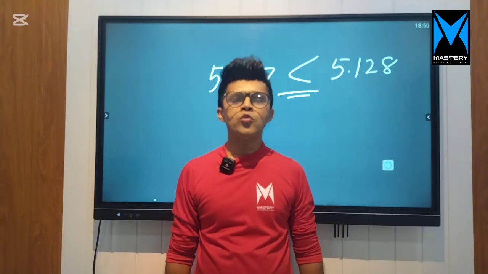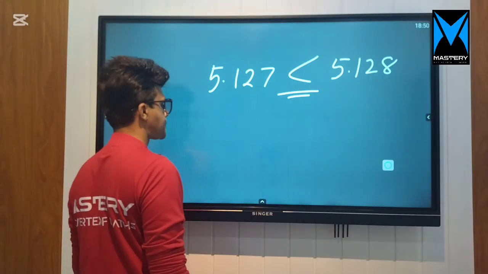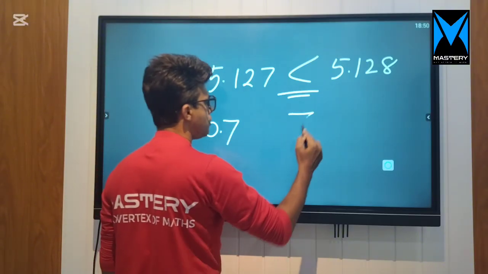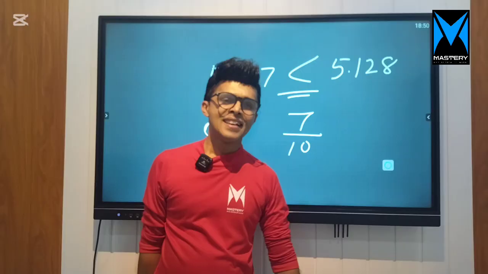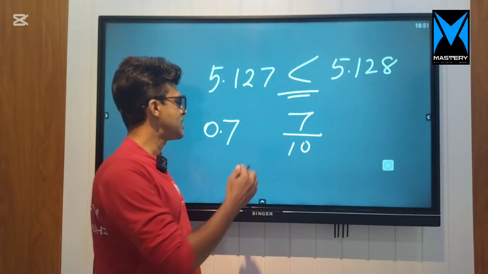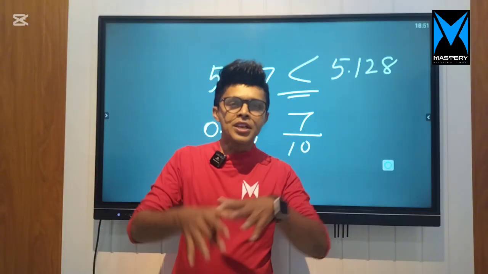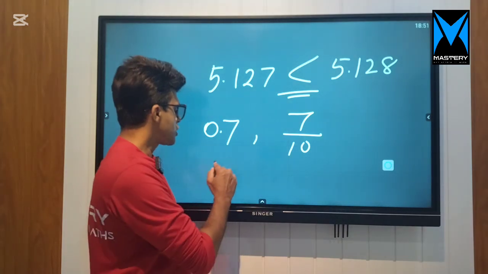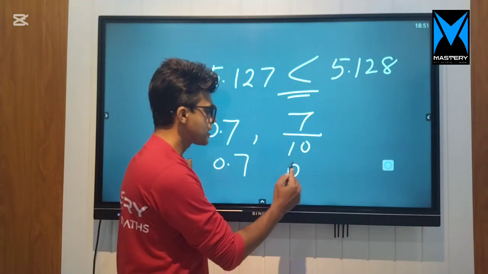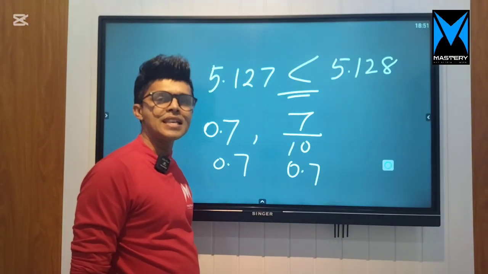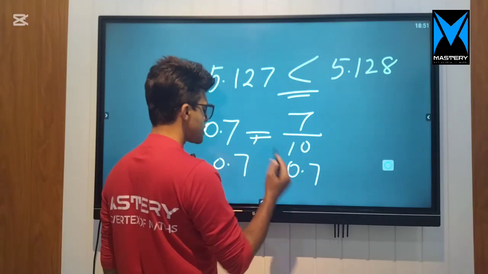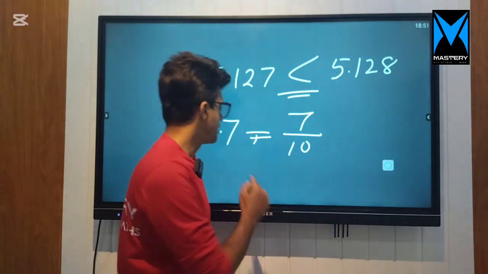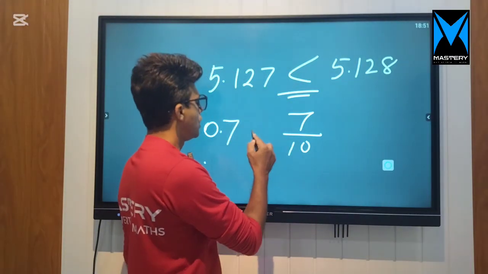Just to get an idea about this one, 0.7, 7 over 10. What's the greater digit? Get the idea? If this decimal number and this fraction are given, we can compare which is greater. This 7 over 10 can be written as 0.7. So the same number can be seen. Therefore, 0.7 equals 7 over 10.